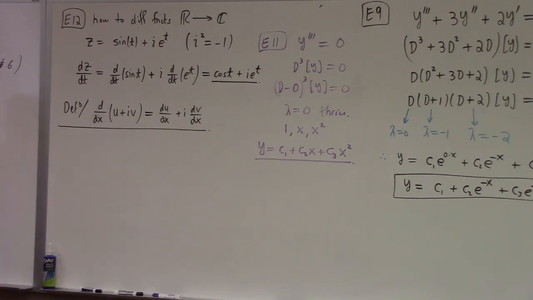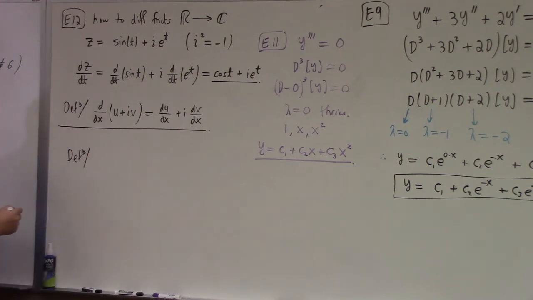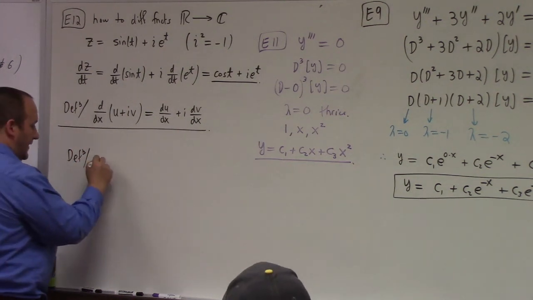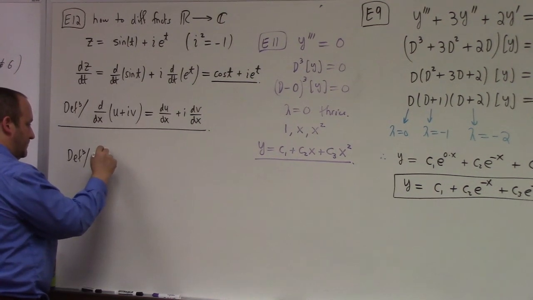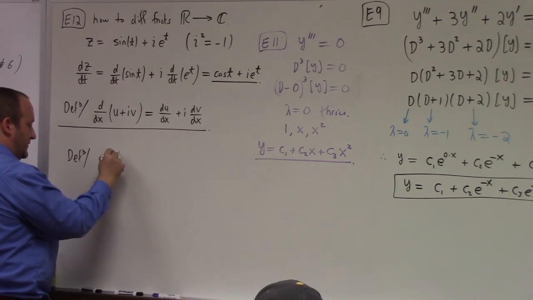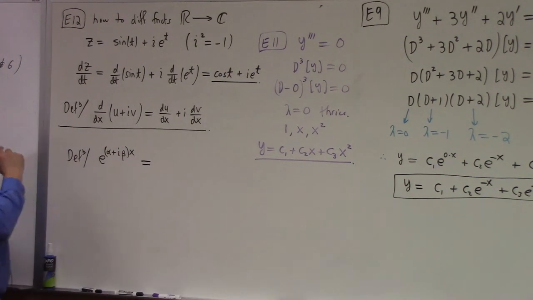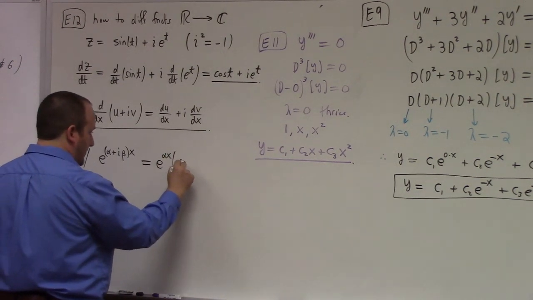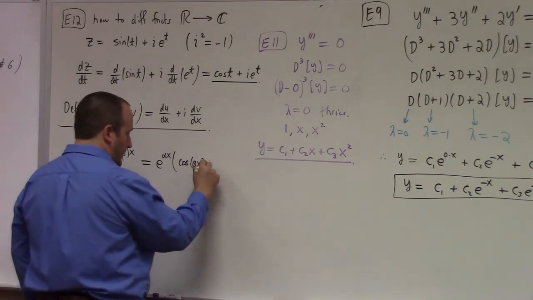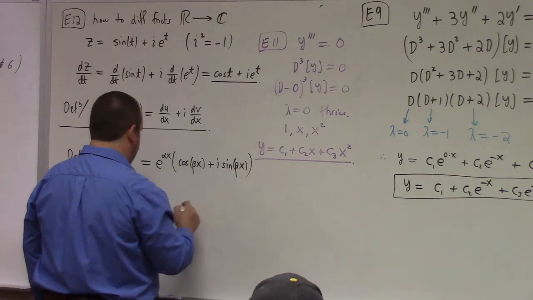Now here's the beautiful thing. There's something called the complex exponential, and here's the way it works. If we have e to the (alpha plus i beta) times x, that is equal to e to the alpha x times the cosine of beta x plus i times the sine of beta x.